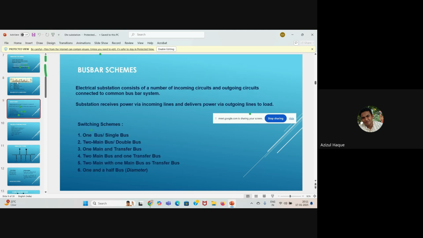So what I was telling, in a substation, what happens? Many circuits are connected in a busbar system, busbar scheme. So what is this circuit? Some are incoming circuit, some are outgoing circuit. Incoming circuit means power comes to the substation from generating station or from the grid through this incoming circuit.